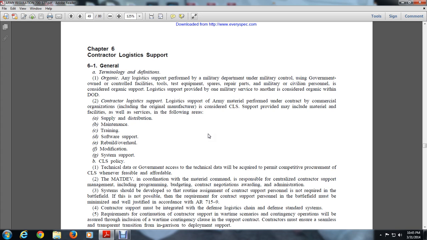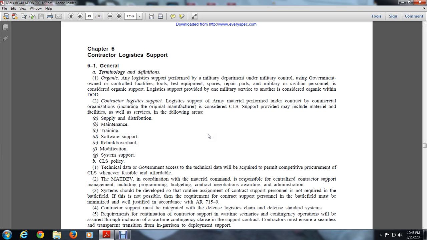Logistics support of any material performed under a contract with a commercial organization, including the original manufacturer, is considered CLS, or contracted logistics support. Support provided may include material and facilities as well as services such as supply, distribution, maintenance, training, software support, rebuilding, overhaul, modification, and system support.